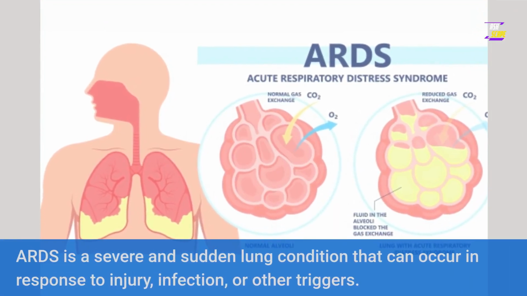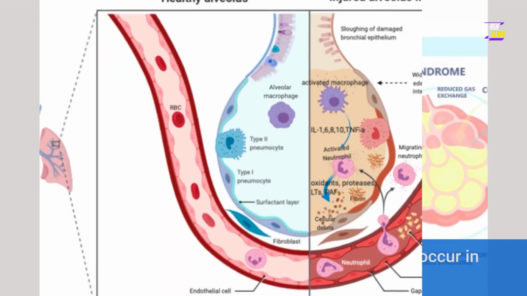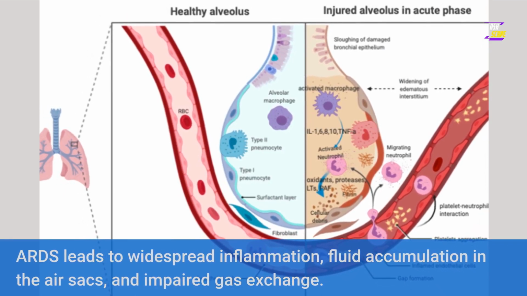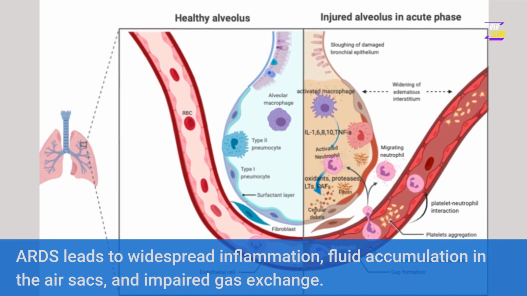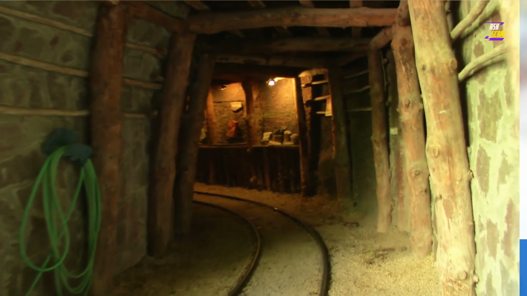ARDS is a severe and sudden lung condition that can occur in response to injury, infection, or other triggers. ARDS leads to widespread inflammation, fluid accumulation in the air sacs, and impaired gas exchange. It often requires mechanical ventilation.